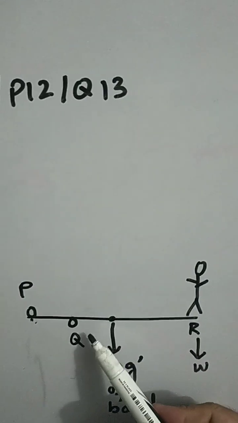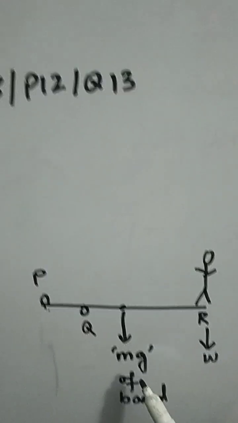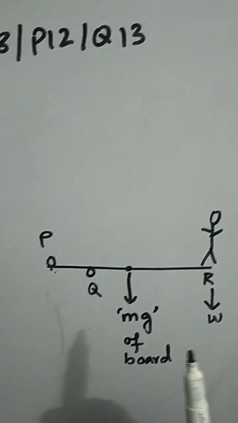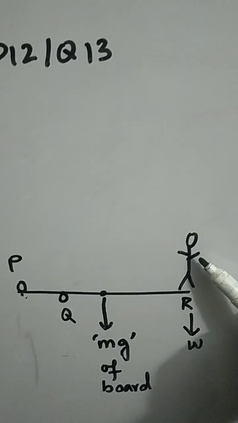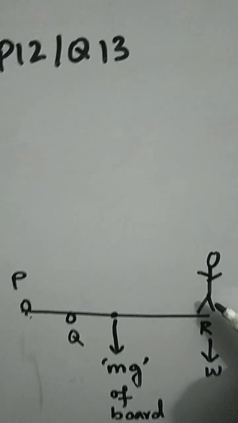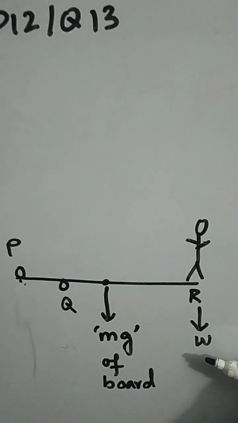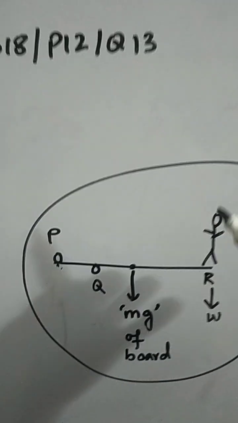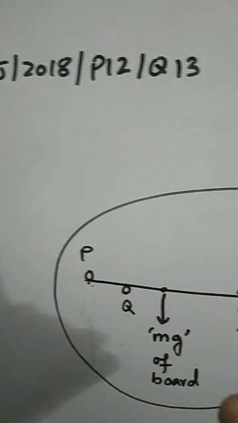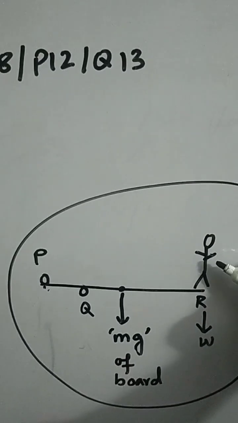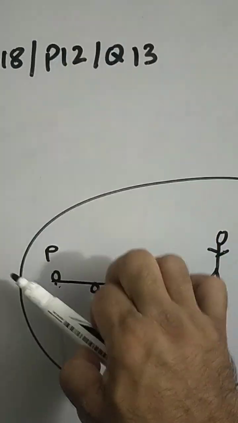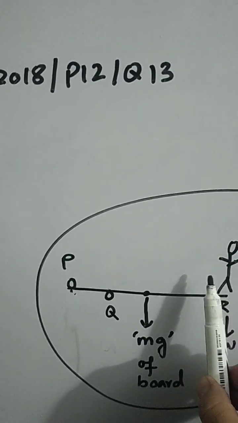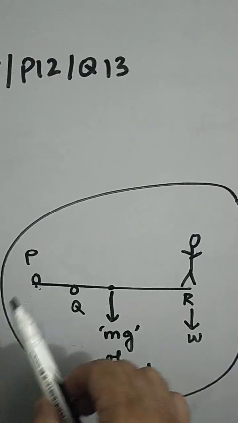The whole board is a uniform board. It means there must be a center of gravity where a force mg, the board's weight, is acting in a downward direction. And at one corner R there is a diver standing. Alright, so this diver must have obviously some weight. Now with this whole situation, they suggest that the whole board is in equilibrium. Now the diver started moving towards P and Q, slowly moving towards P and Q. While he is doing this, the board remains in equilibrium.